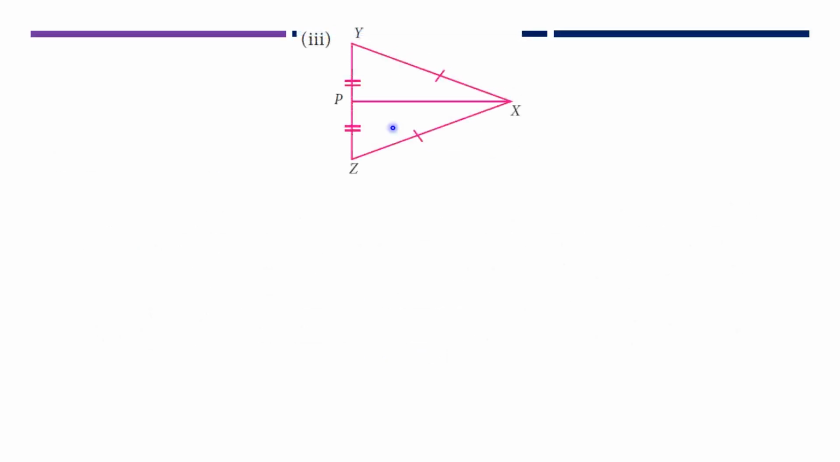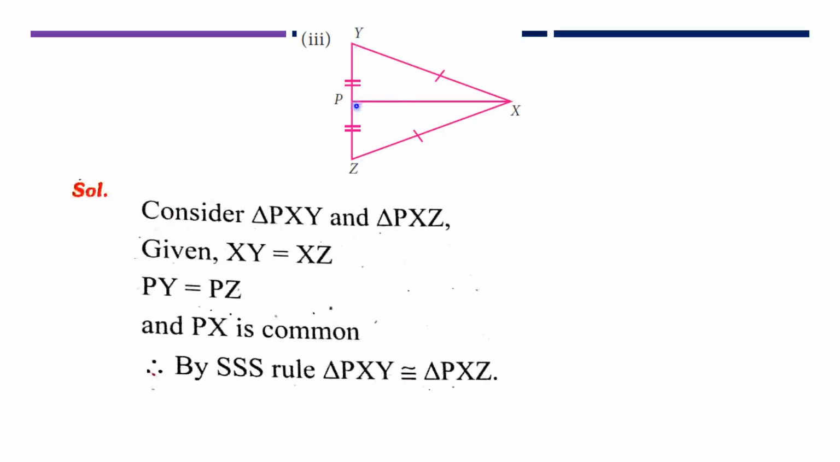Next, see this triangle. Here we are going to consider the two triangle names as PXY and PXZ. Okay, like the previous sum, we can say this PY side is equal to PZ and XY side is equal to XZ, and this PX is the common side. Then by SSS rule, we can say triangles PXY and PXZ are congruent. That's all.